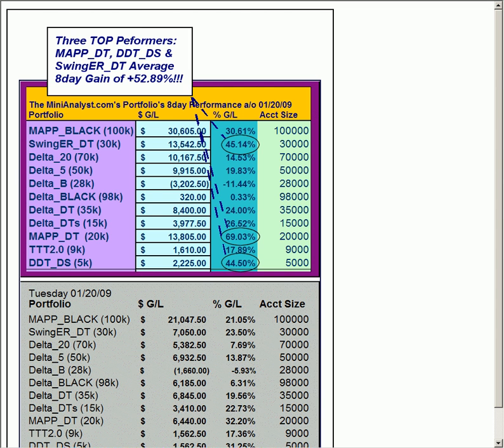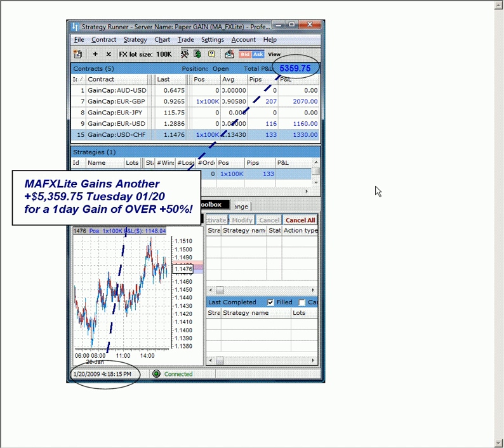We also had the MFX yesterday. An astounding 50% gain was the case. Here you can see it's a $10,000 very aggressive portfolio. $5,359 gain was yesterday, leaving a gain of over 50% in just a day. And this portfolio has certainly been on fire. As you've seen, it's up 450, 500% over the last, I don't remember, 21 days or a month or so.